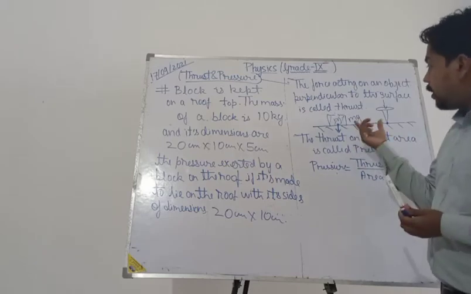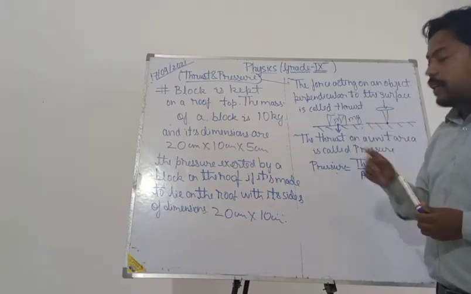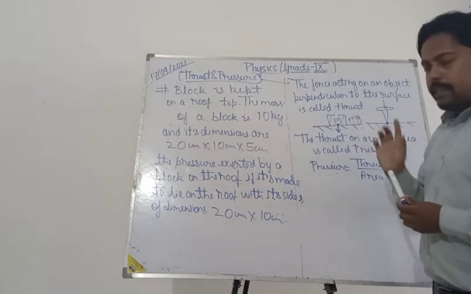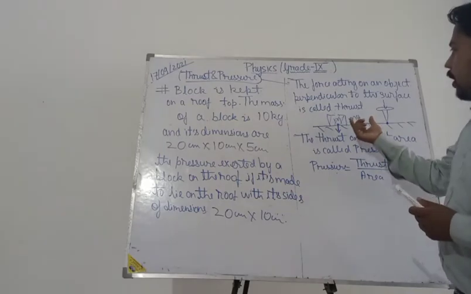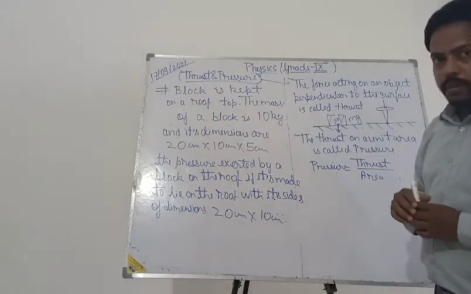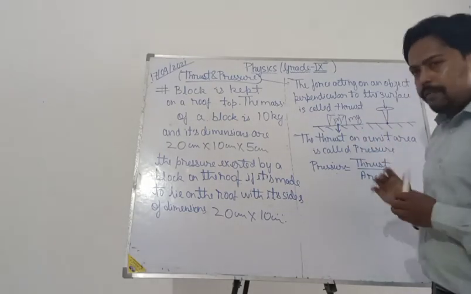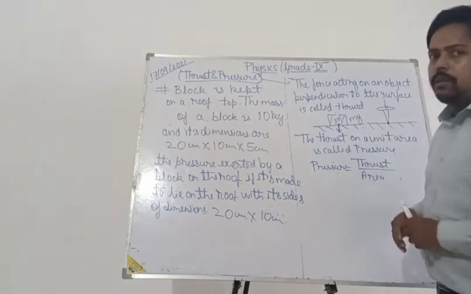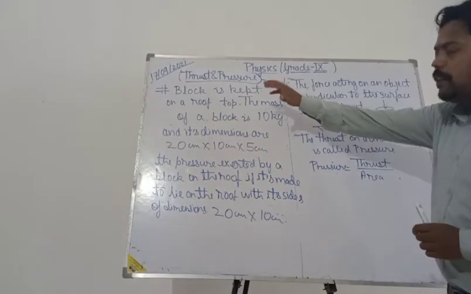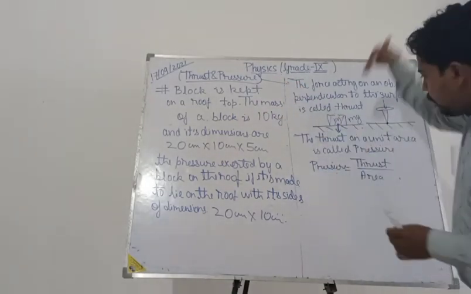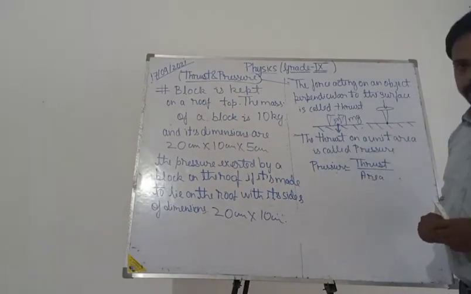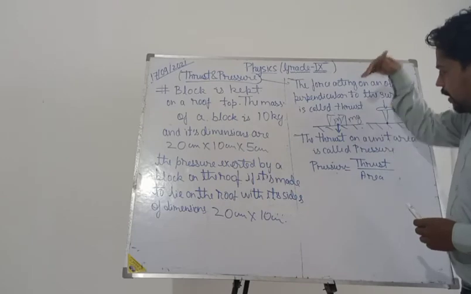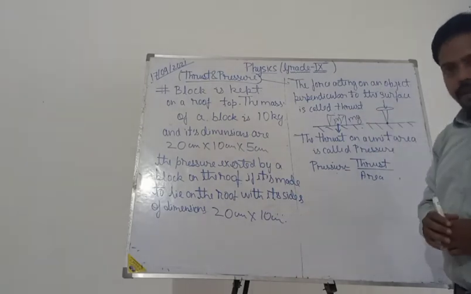And that weight is equal to m into g, that is the mass of an object into acceleration due to gravity. And this is the thrust. M into g is the thrust, and we know that m into g is the force. So thrust is nothing but the force which acts in the perpendicular direction with respect to the surface. There is the surface, and it is acting in the perpendicular direction.